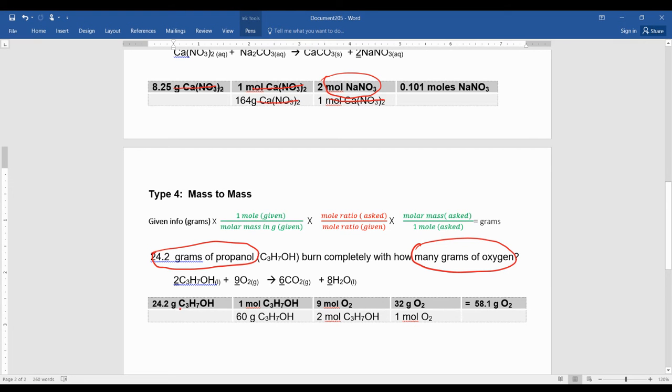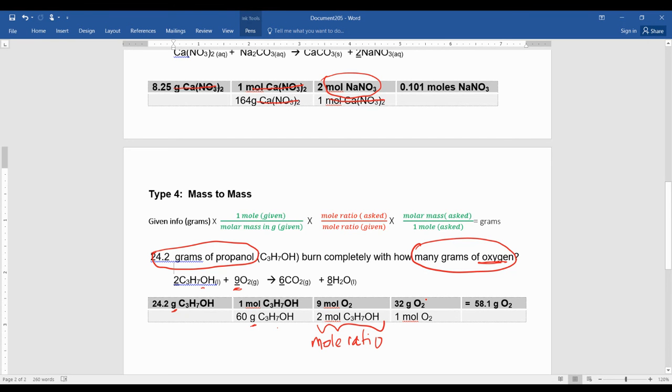So begin with 24.2 grams of propanol, okay? Which means you have grams here. So I need some information in grams, which is the molar mass of that compound. So I got 60 grams, and I told you that anytime you use molar mass, it's always to 1 mole of the substance. So that goes up on the top. The next thing is your mole ratio. And this comes from this equation right here, because you have 9 moles of oxygen, because that's what you're finding out, oxygen. 9 moles of oxygen and 2 moles of propanol. And that goes here. If I'm finding moles, I can stop right here, but I'm finding mass.